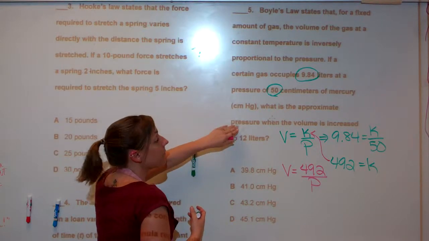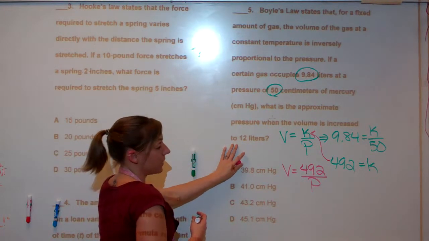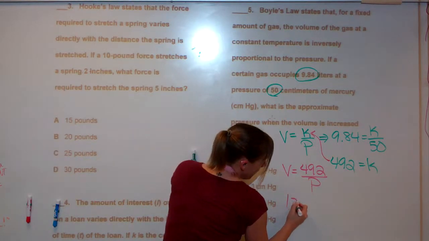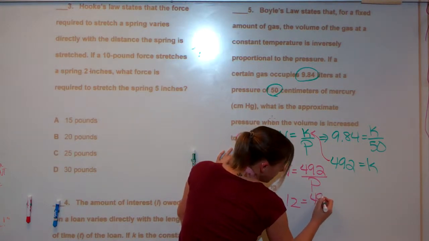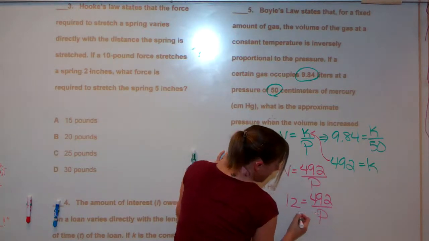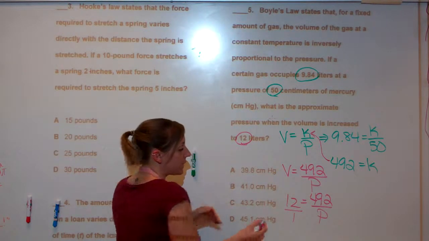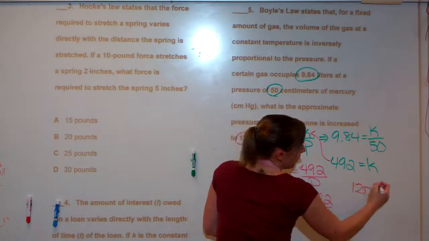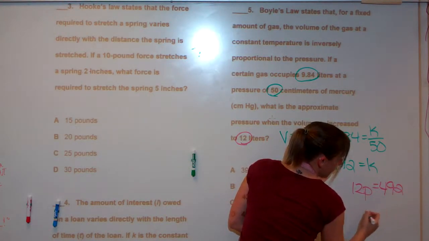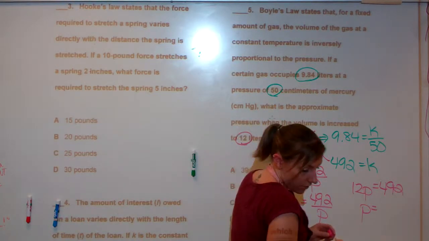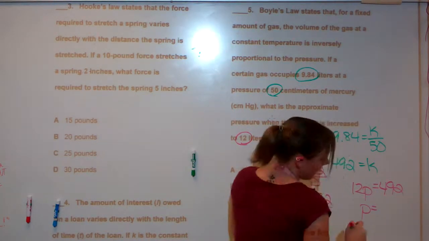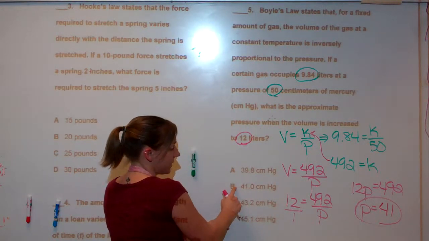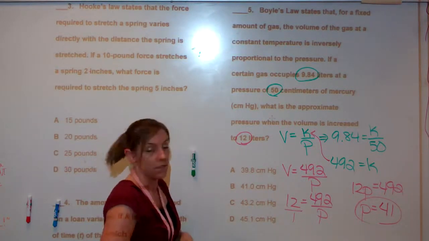What is the approximate pressure when the volume is increased to 12 liters? So I'm going to put this in for volume. So 12 equals 492 divided by P. Again, I'm going to make it a fraction, cross multiply. 12P equals 492. Divide both sides by 12, and I get 41. And so that's why it's 41 centimeters, okay?